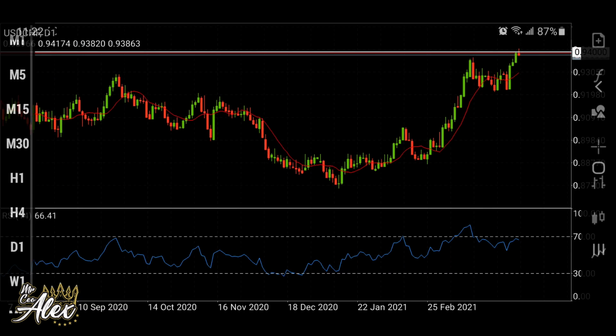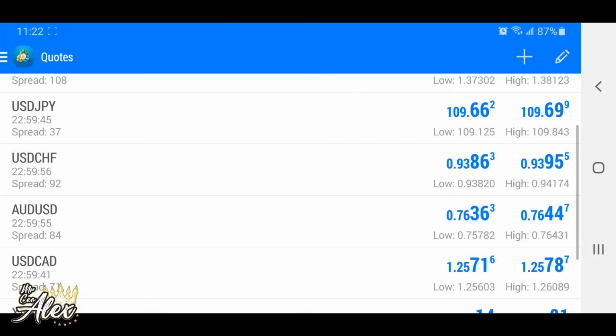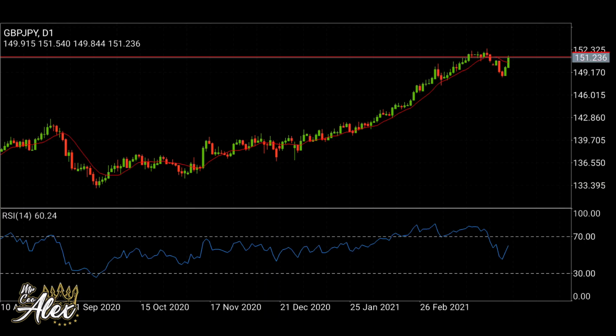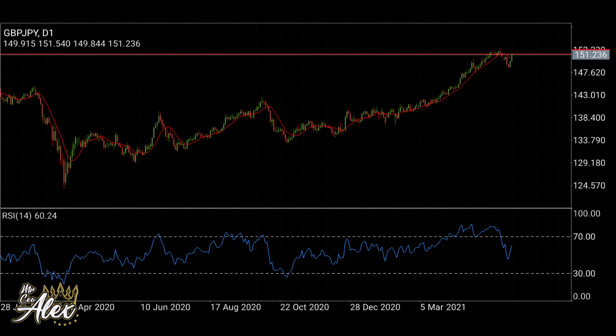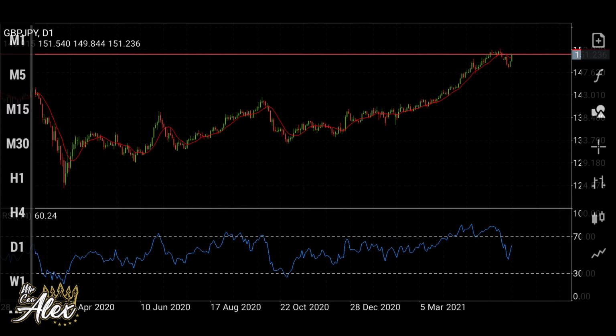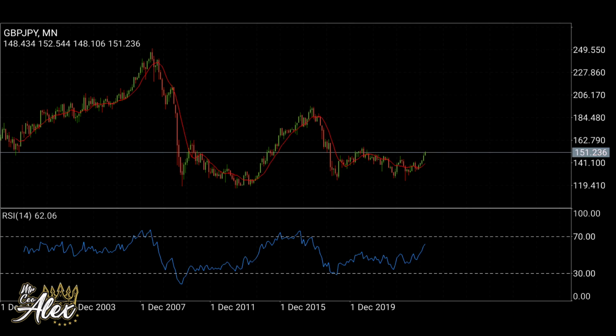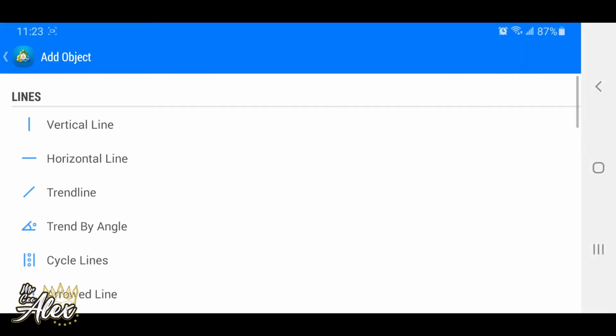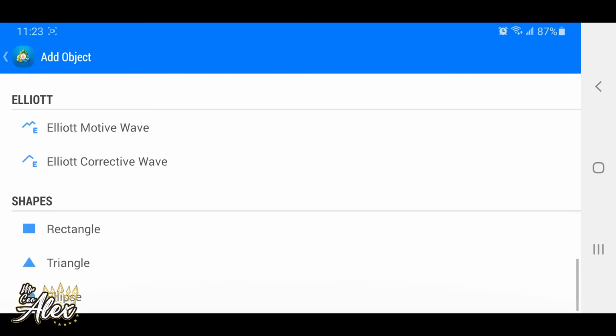So back to GBPJPY, the last one I think I'm going to do before I close off this video. I want to make this video a little bit short. For GBPJPY, if we go on the monthly time frame, we can see price is currently at a neckline area. Let me show you. This time I'm going to take out my rectangle.